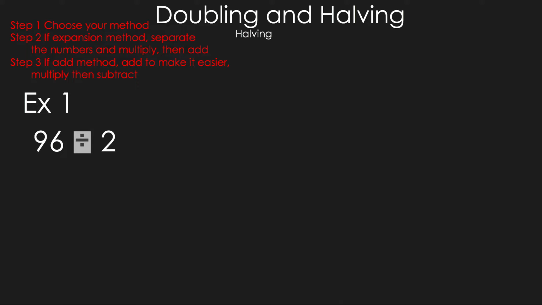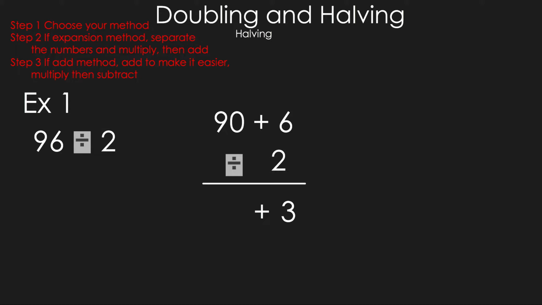Take a look at halving. Okay, so same rules apply. You may want to use the normal method, or you may want to use the expansion method or the add method. Now let's talk about the expansion method. So we do 90 plus 6. So 6 divided by 2 is 3. 90 divided by 2 is 45. We combine to get 48.